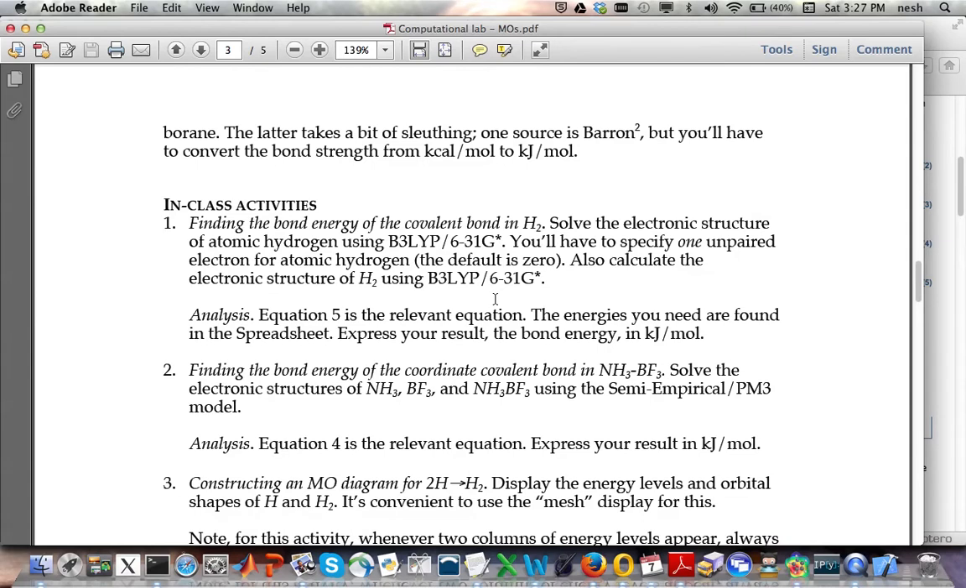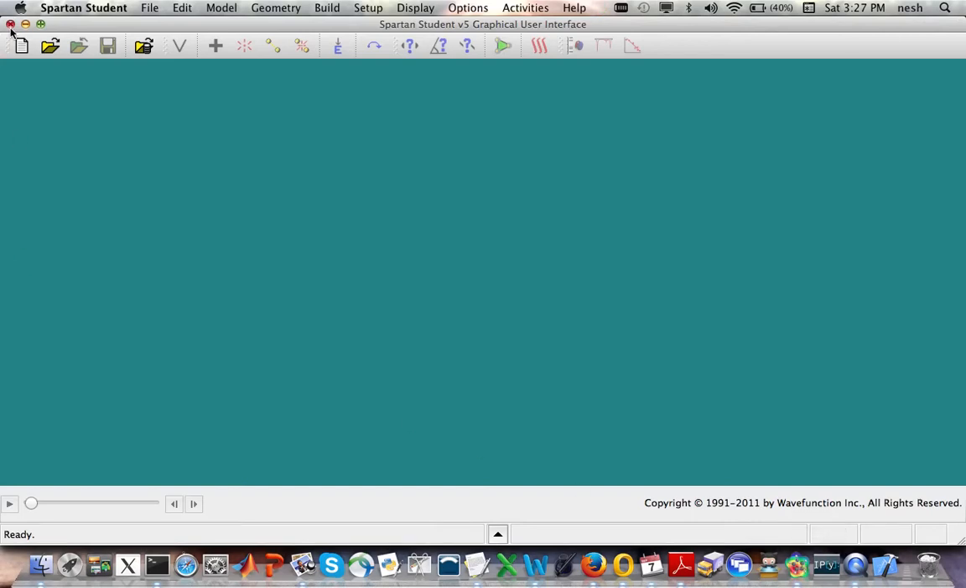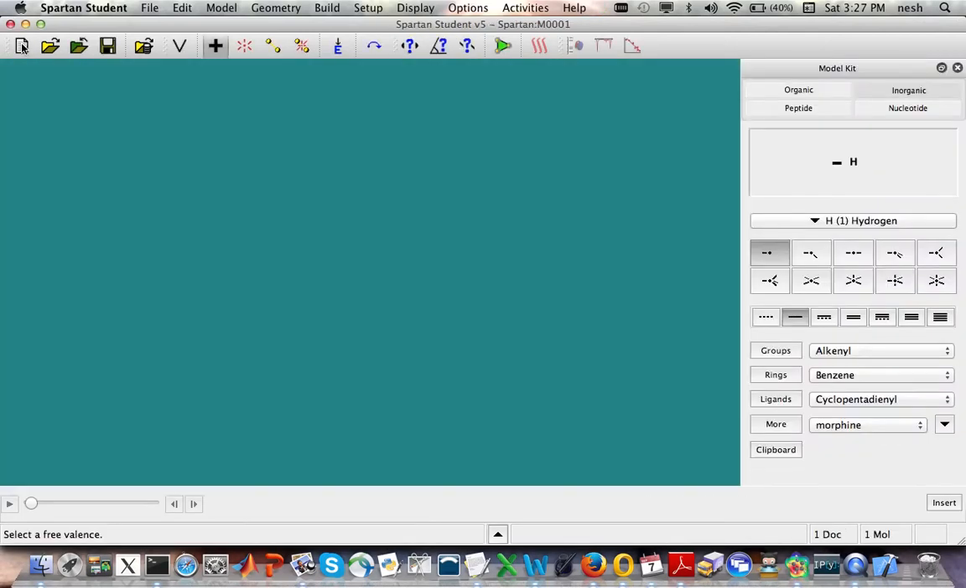So let's go back to the in-class activities. There are four, and the first two have to do with calculating the bond energy using Spartan. The first molecule we're going to be looking at is H2. So I'll just take you to Spartan now, and this is a pretty straightforward calculation. I've set it up here in the inorganic tab.